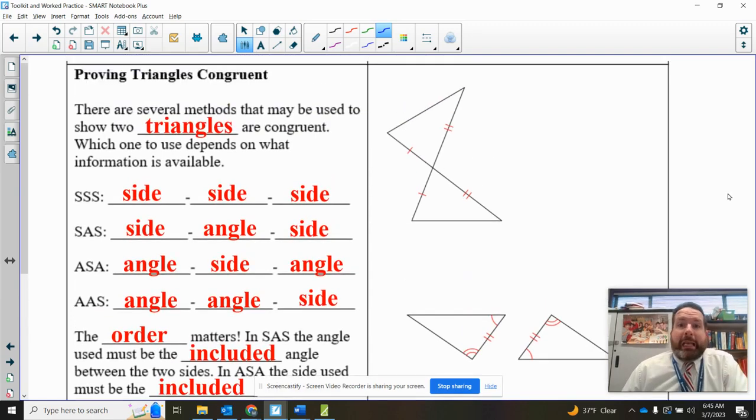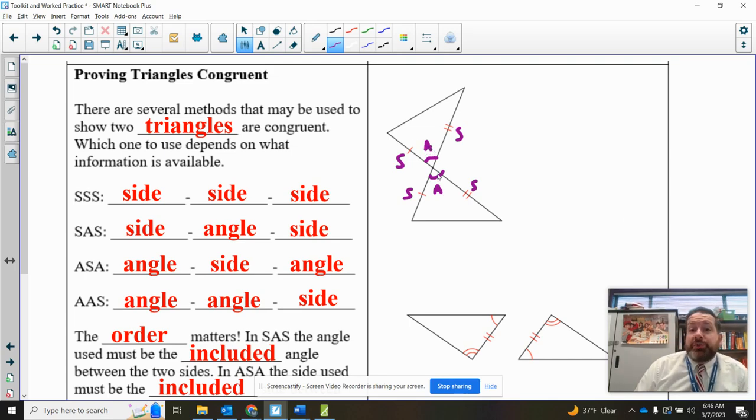How do we use it? Let's take a look. So here's a situation where we've got two triangles, focusing on this top diagram. We've already got a set of sides that are marked congruent. We've got another set of sides that are marked congruent. And we know that vertical angles, angles that are directly across from each other at the intersection of two lines, those are also congruent. So there's an angle that matches an angle.